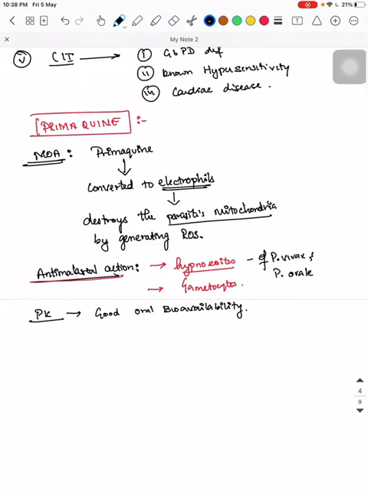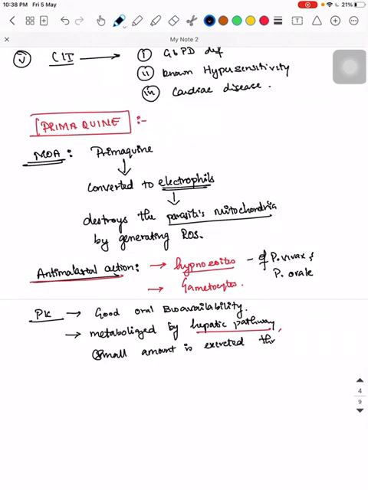Next we will see its pharmacokinetics. This also has a good oral bioavailability. It is mainly metabolized by the hepatic pathway and a small amount is excreted through urine. So it is mainly metabolized by the hepatic pathway and a small amount is excreted through urine.